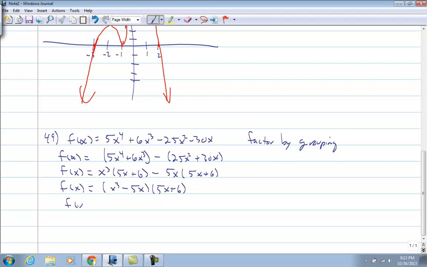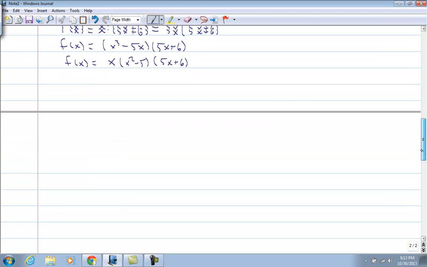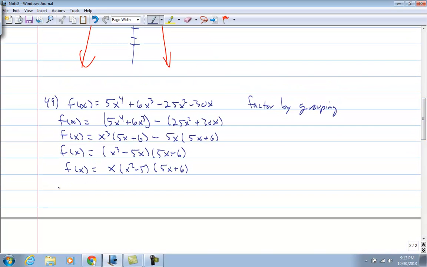I'm going to take this one more step. F of x equals x times x squared minus 5 times 5x plus 6. So once I have this in factored form, I hope it's easy to see that the x-intercepts are going to be x equals 0 from there. X squared minus 5 is 0, means x squared equals 5, which means x equals plus or minus the square root of 5. That's two of them. 5x plus 6 equals 0, so 5x equals negative 6. So x equals negative 6 over 5, or negative 1.2.